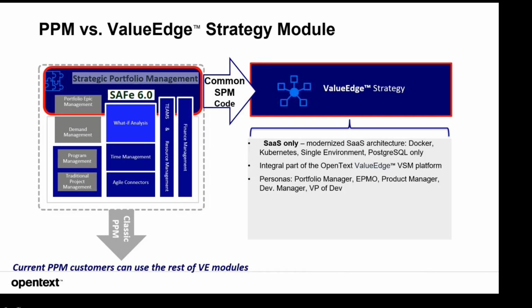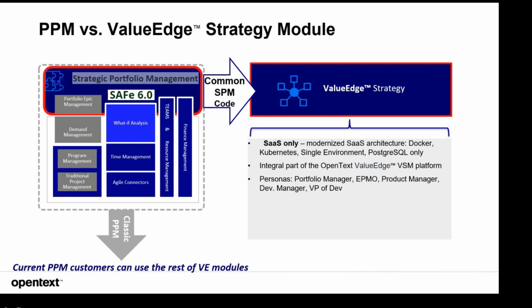So you may use ValueEdge strategy, and thank you, Oren, for switching to this slide. You may use ValueEdge strategy if you have the digital product use case, where the teams are working in Agile and all you care about are portfolio epics and features and user stories, etc. But if in the organization you also have waterfall projects that need to be aligned under the same strategy, then you can leverage the full PPM, because, as I said, everything you see carved out here at the top, portfolio epic management, alignment with SAFe, what-if analysis, financial management for portfolio epics, etc. This is common code between the two solutions.